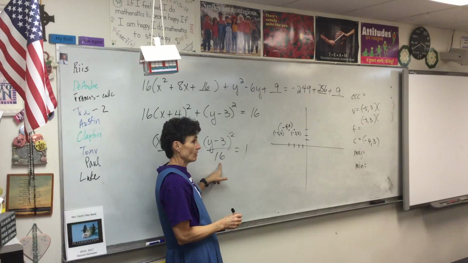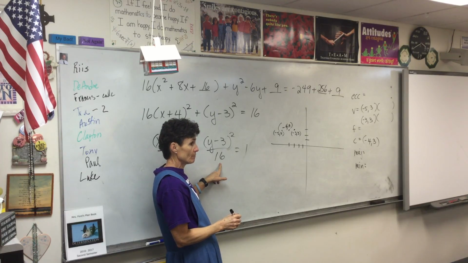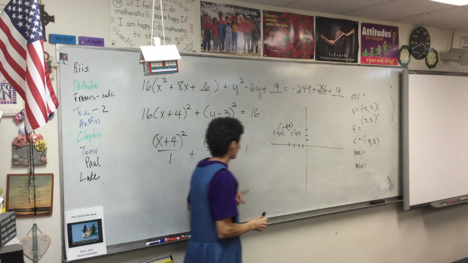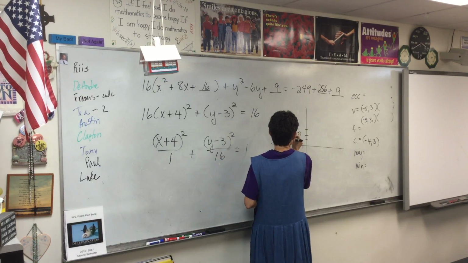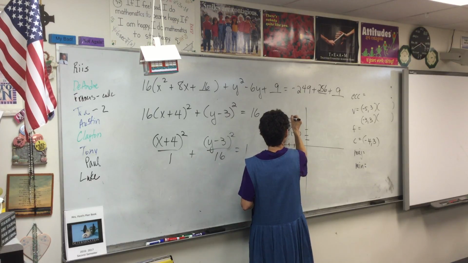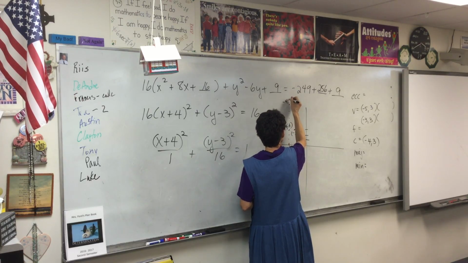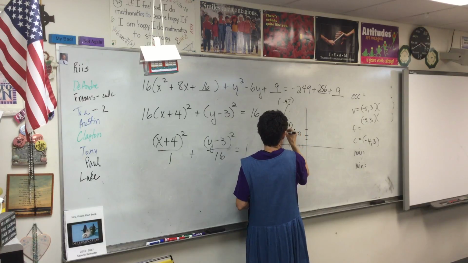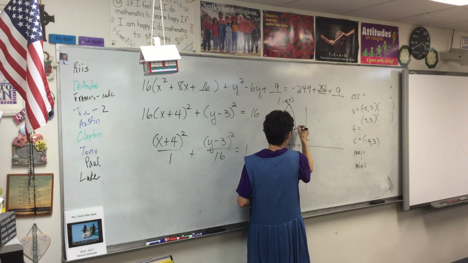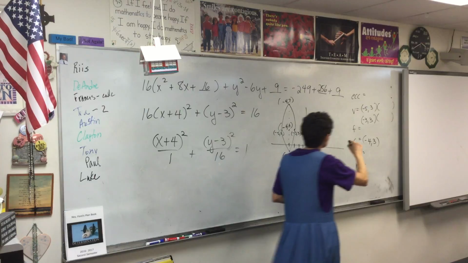Now this tells me though to go up and down 4. So I'm going to go up and down 4 from this point. So 1, 2, 3, 4. So I'm at -4, -1. And 1, 2, 3, 4. I'm at -4, 7. So those are the other 2.